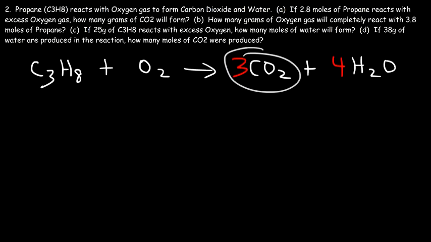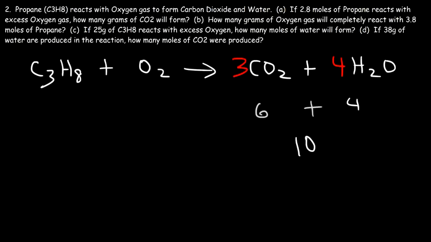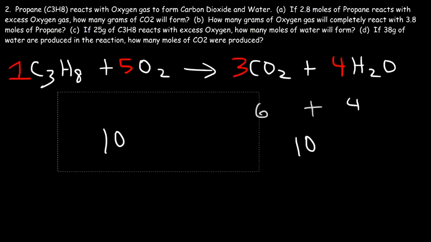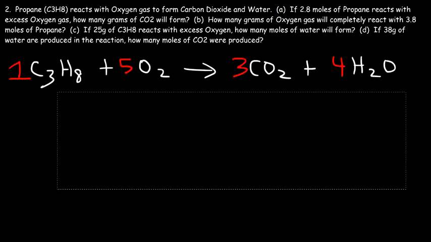Now 3 times 2 is 6, so we got 6 oxygen atoms from the 3 CO2 molecules. And 4 times 1 is 4, so we have 4 oxygen atoms from the 4 water molecules, giving us a total of 10 oxygen atoms on the right side, which means we need 10 on the left. 10 divided by 2 is 5, so therefore we need to put a 5 in front of O2. So now we have a balanced chemical equation.